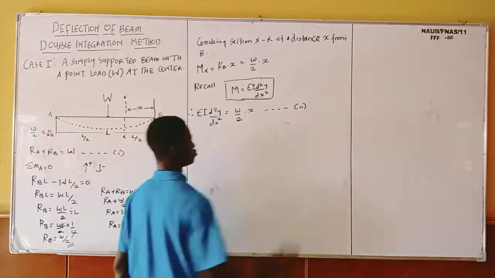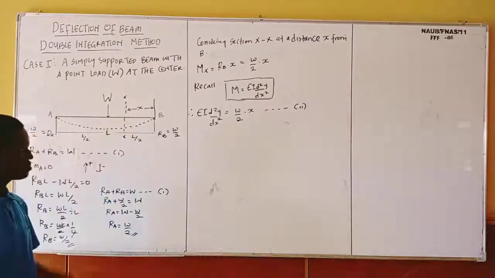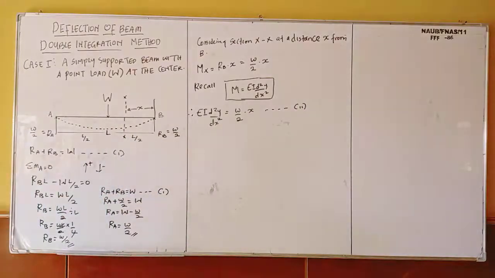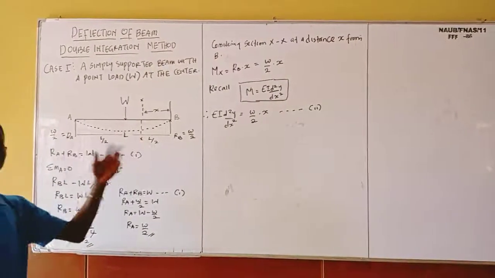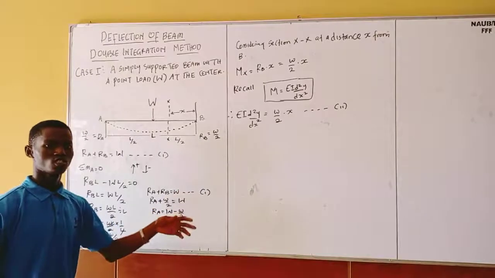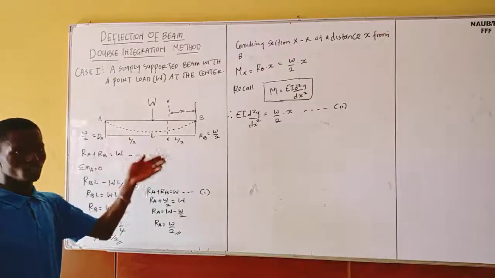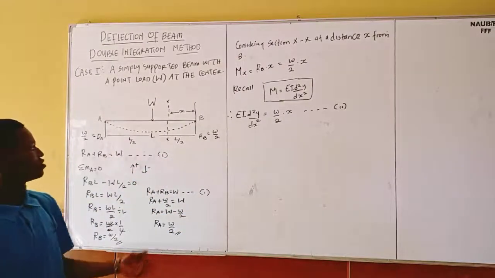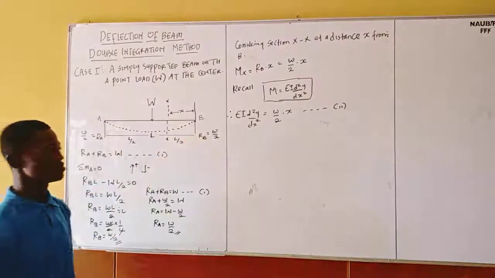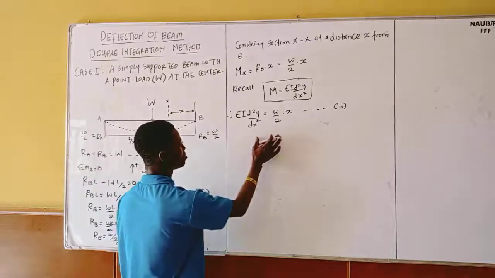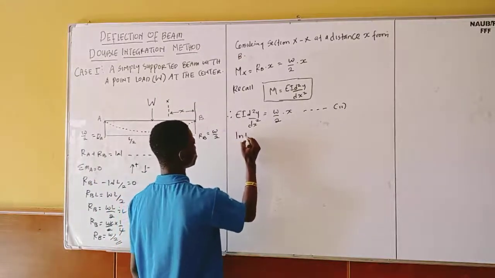So now, according to this method, what we are trying to do is that we use the double integration method in finding the slope equation, maximum slope equation, deflection equation, maximum deflection of this beam. You understand? So for us now to find our slope equation, because that's what we are going to do first, we need to integrate this equation number 2.